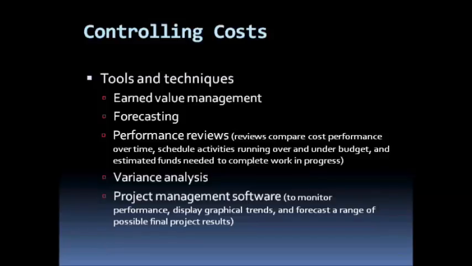Frequent performance reviews should be done. We'll compare cost performance over time, schedule activities running over and under budget, estimated funds needed to complete work in progress. It will be good to use the technique of variance analysis, finding out the difference in what was planned and what is going on in actual, so that we'll do the necessary changes. Then we could depend on project management software, if there is one, so that we can monitor performance, display graphical trends, and forecast a range of possible final project results.